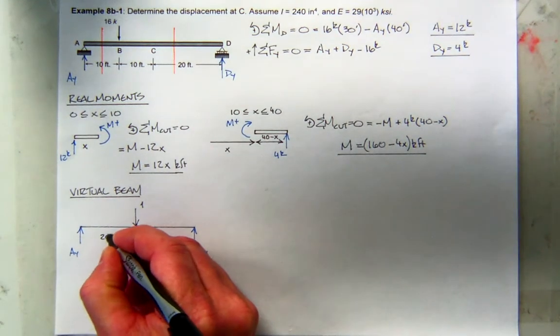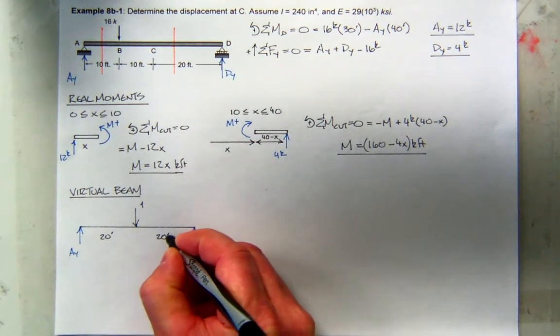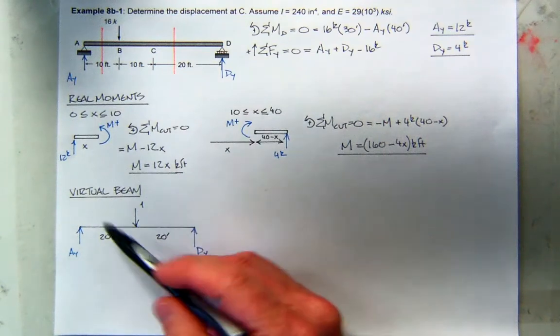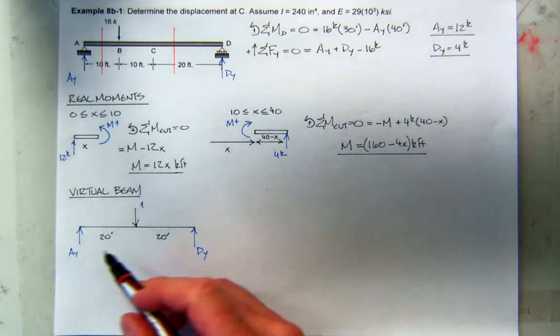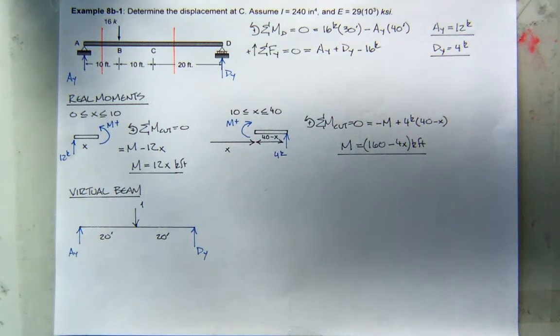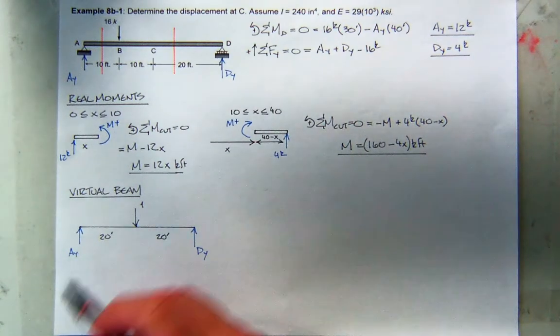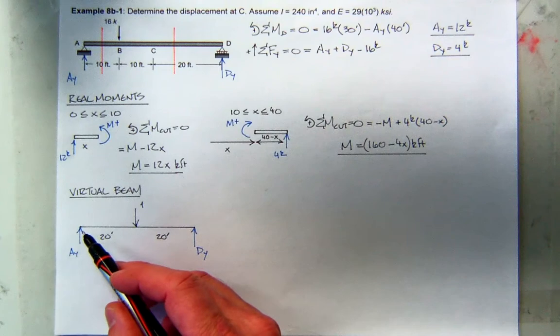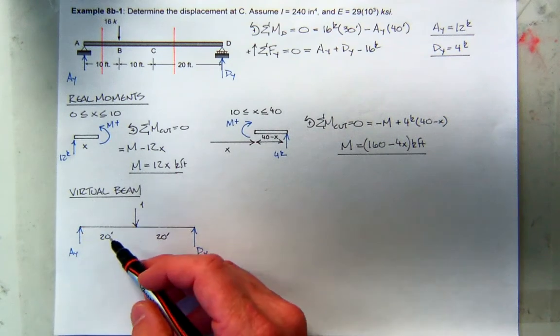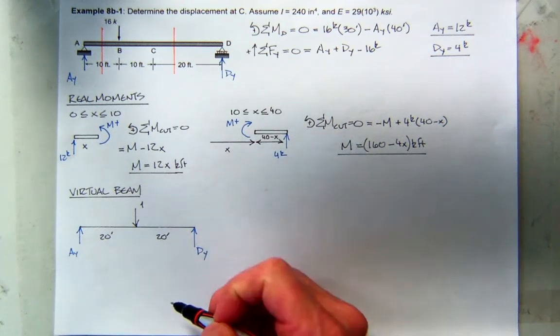This will be dimensions 20 and 20. So now I have to find the moments in this expression. How many do I need? Can I write 1? Can I? I've got a load right in the middle. So I'm going to have to write a moment expression that's good from A to the middle, and a second one that's from 20 to 40.